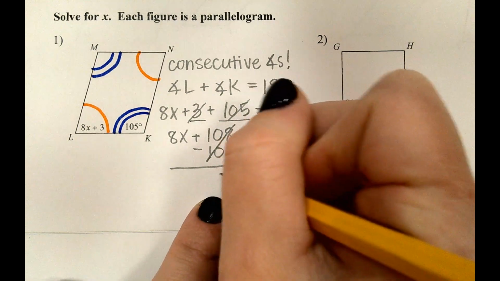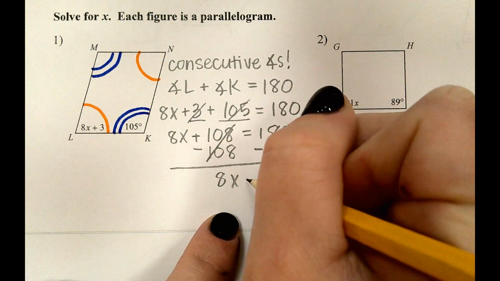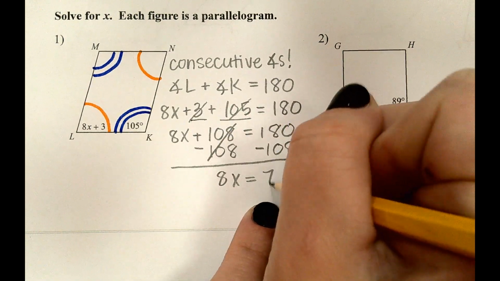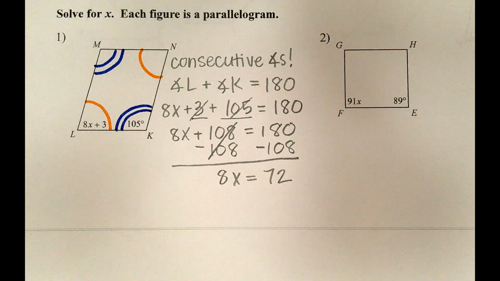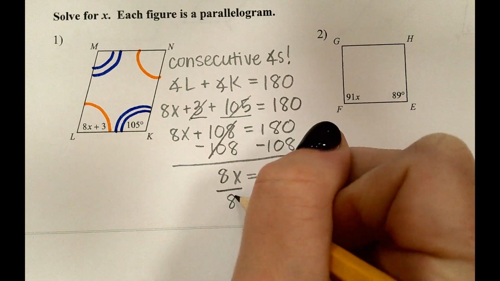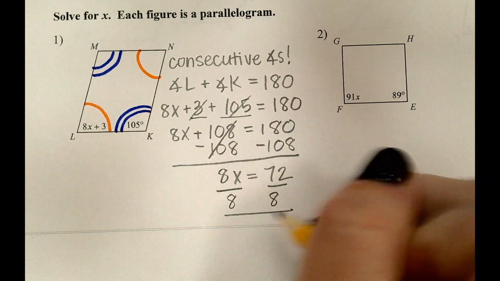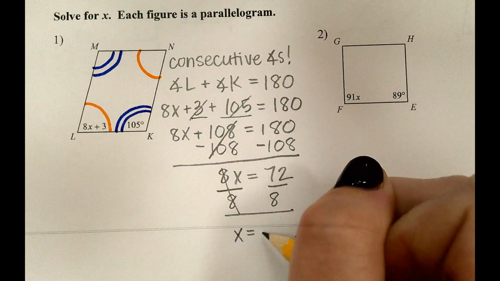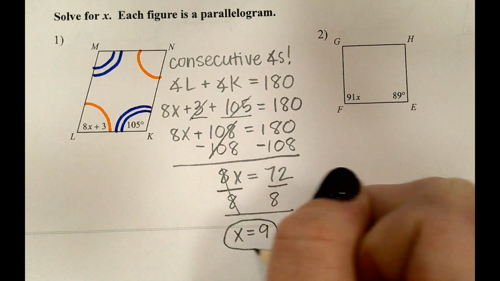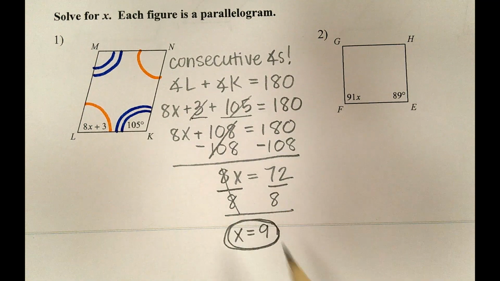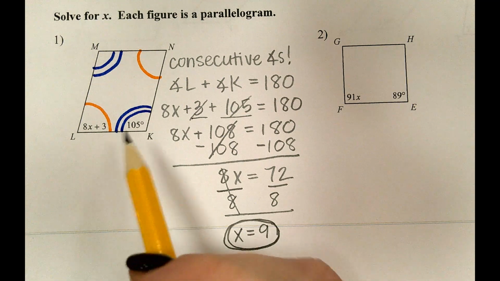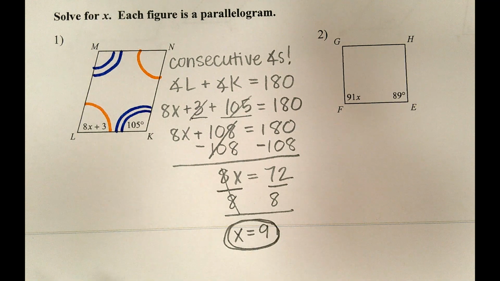Okay, perfect. So now I have 8x equals 72. Divide by 8. X equals 9. Good. So we've solved for x. Could we go a step further and solve for the missing angles that we don't know?